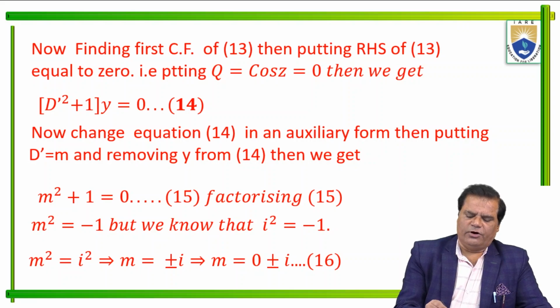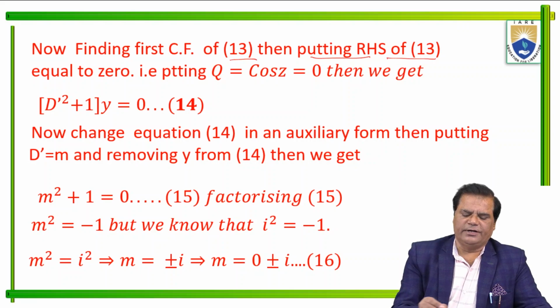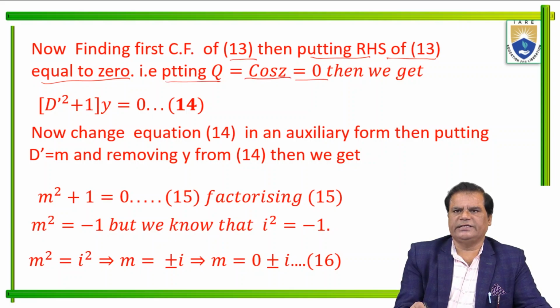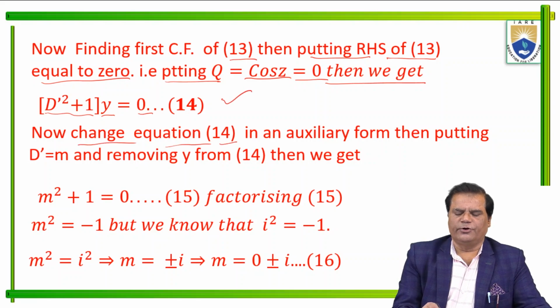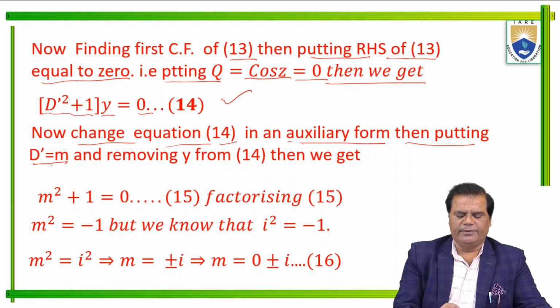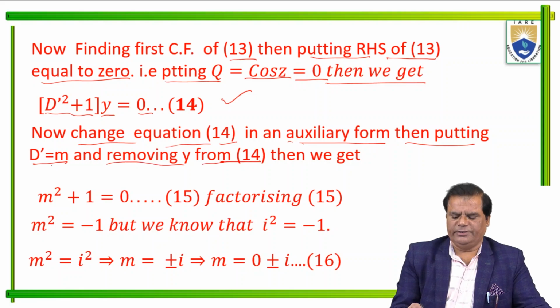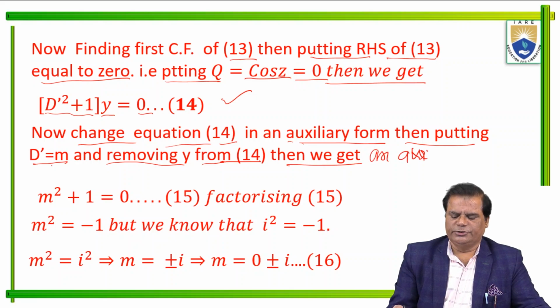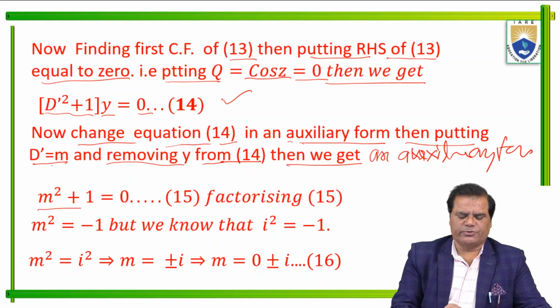Now finding the CF of equation 13, we put the RHS of 13 equal to 0. RHS is Q, which is 4 cos z, taken as 0. Then we get (D'²+1)y equals 0. This is equation 14. Now change equation 14 into an auxiliary form: putting D' equal to m and removing y, we get m²+1 equals 0.